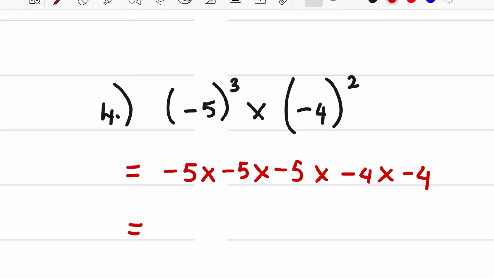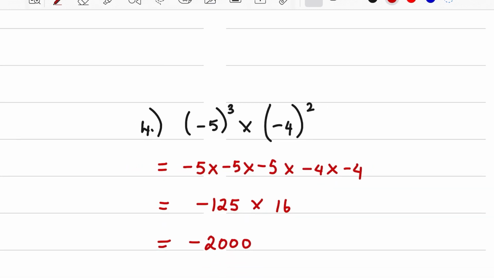So minus 5 cubed, negative base raised to an odd power, your answer is negative. And 5 cubed is 125. And minus 4 squared, we have a negative base raised to an even power, so my answer is going to be positive, and 4 squared is 16. So we have minus 125 multiplied by 16, and that gives us minus 2,000.